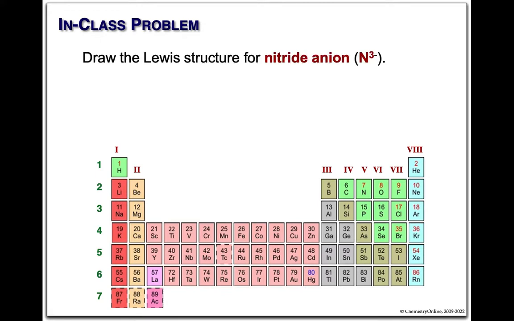Nitrogen. Nitrogen is here in group 5. It will have 5 valence electrons. It forms a -3 anion. We put our nitrogen, we put our 5 electrons around it. We're going to add 3 more to give this a net -3 charge.